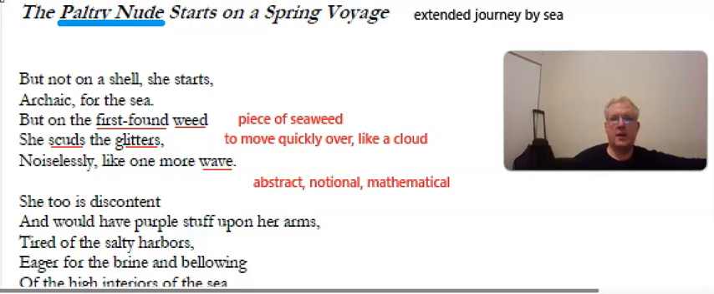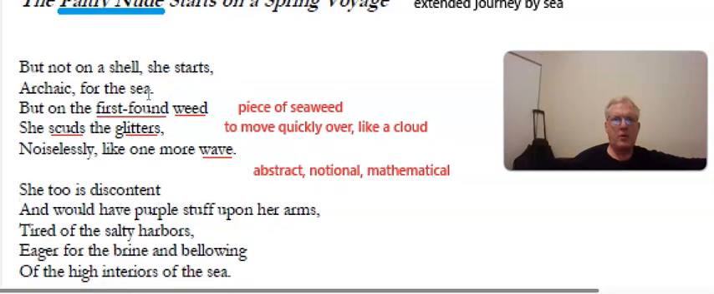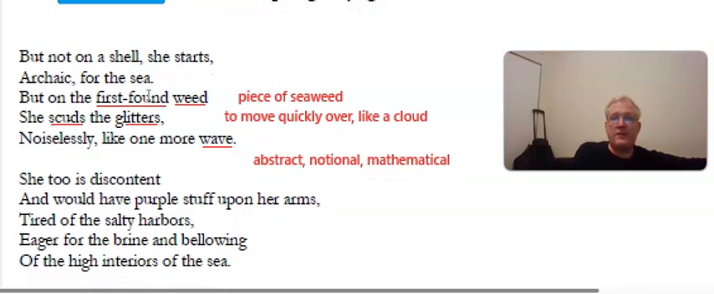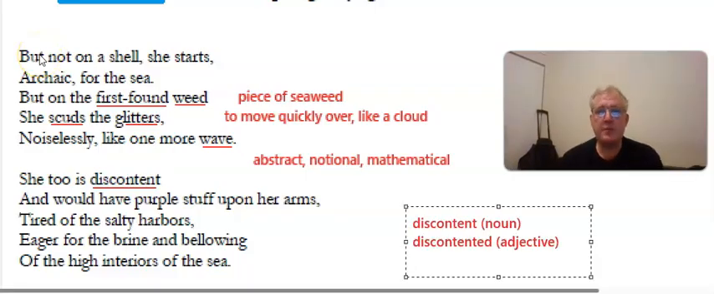Now, as we enter the second stanza, we come across another misusage. But let's read the stanza. She too is discontent and would have purple stuff upon her arms, tired of the salty harbors, eager for the brine and bellowing of the high interiors of the sea. This word discontent, it slips past us because it simply sounds like the opposite of content. She's not content, she's discontent. But we know as native speakers that this is not an adjective, this is a noun. Discontented would be the correct adjective form for this.